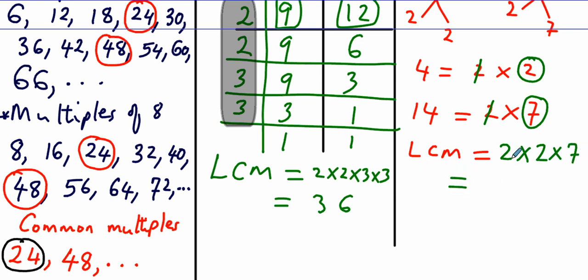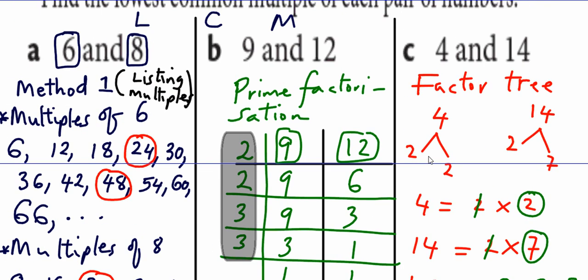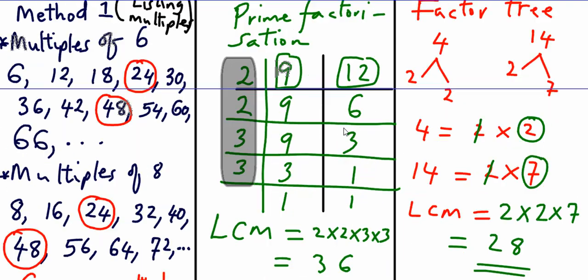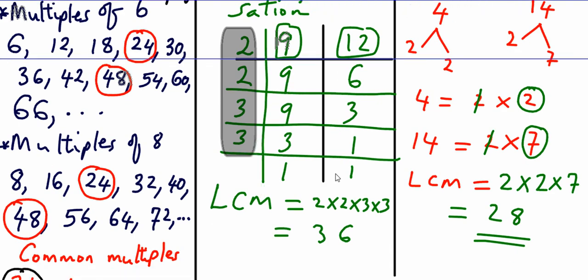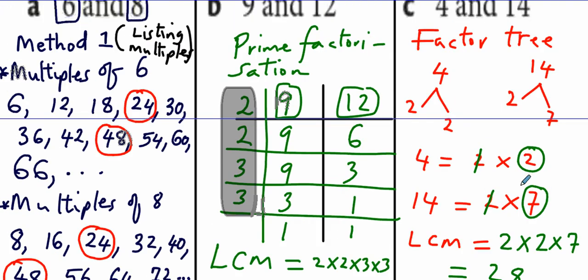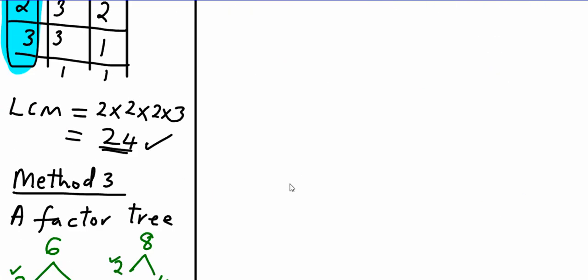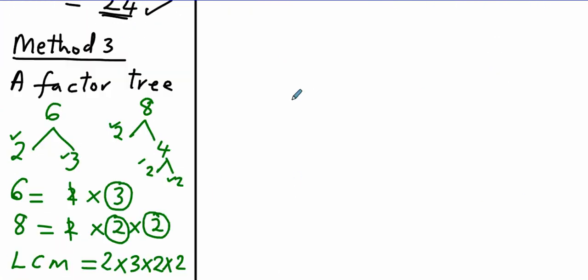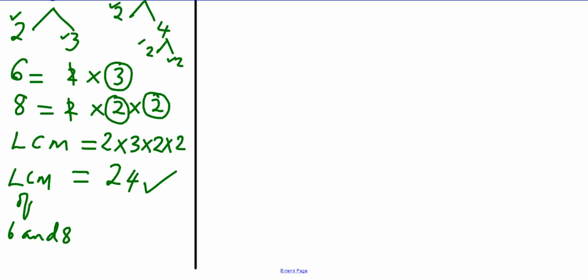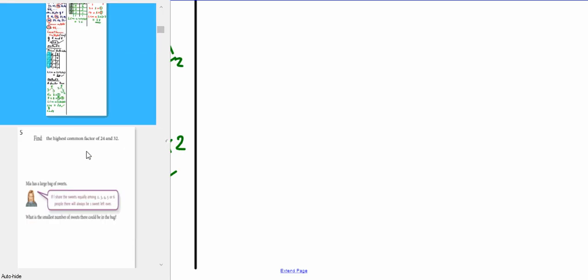So LCM will be 2 times 2, that is 4. 4 times 7, that will be 28. I hope if you pause the video, you got the same answer. And that is how we do the LCM. Cool? All right. Now, let me check. 2 times 2 times 7. Yeah, that's 28. Okay, so on this page, I'm done. Then I move on to the next page.